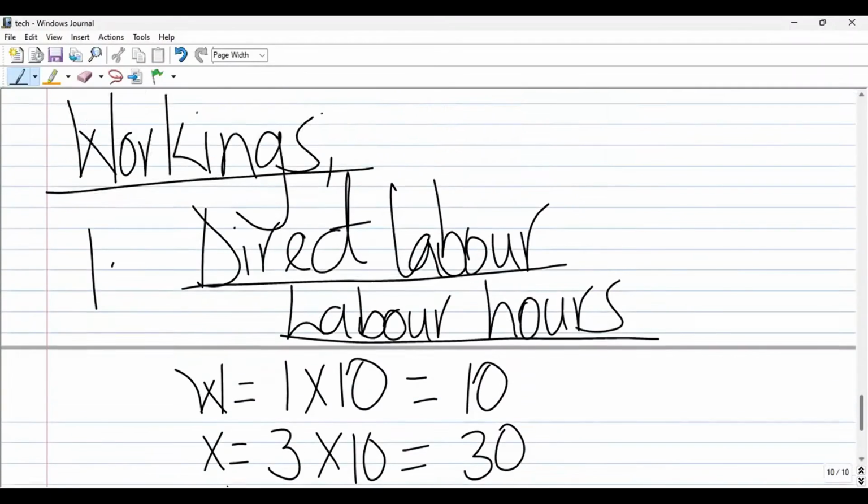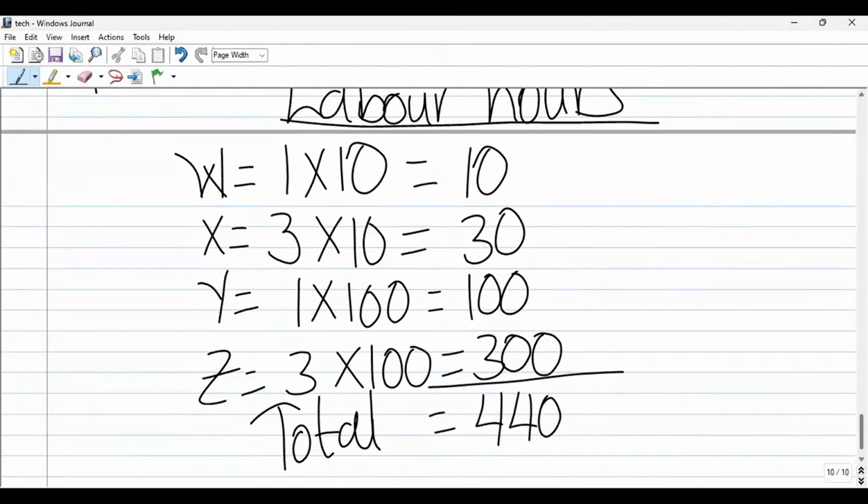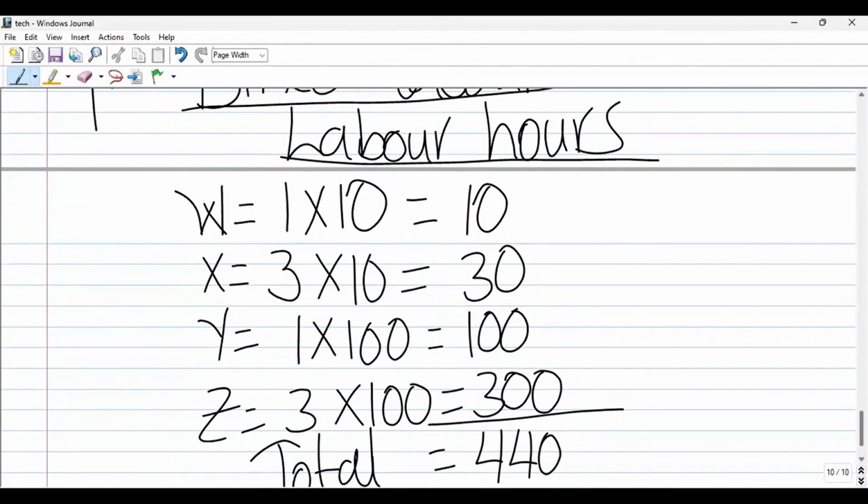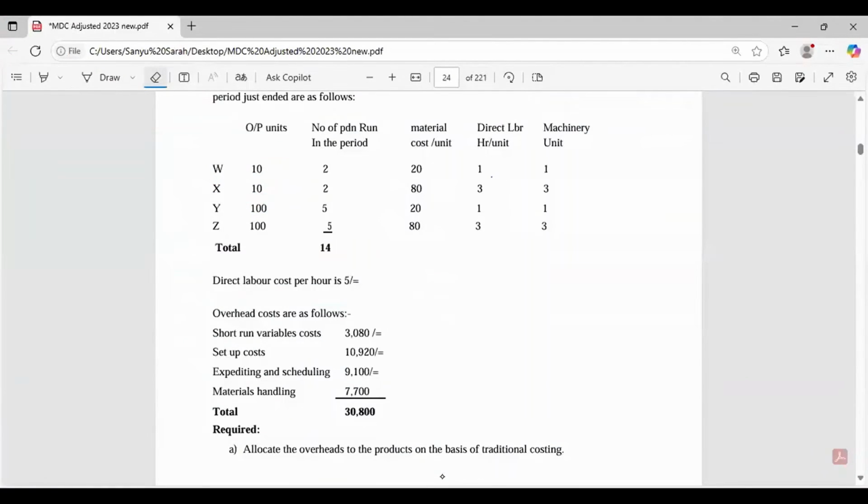Is there anyone who has not understood how we've computed the labor hours? If those labor hours given to us were not per unit, if they just said labor hours without per unit, we'd just use those labor hours the way they are. But now these labor hours are for just 1 unit. That's why we have to multiply with the number of units to see the total labor hours used for each product.